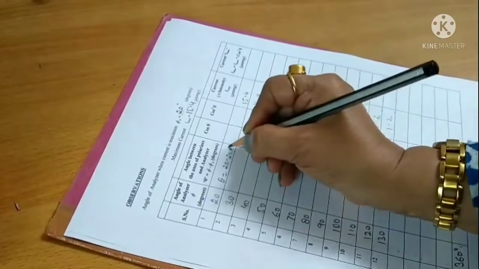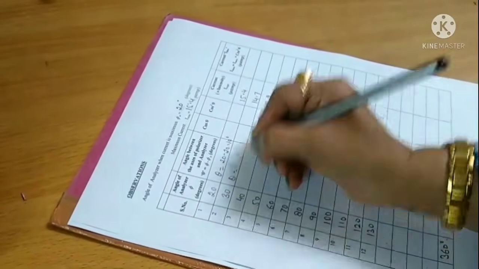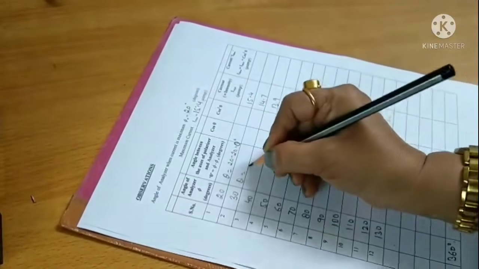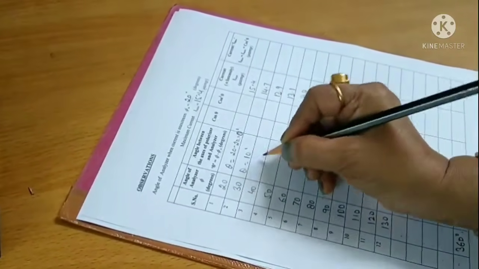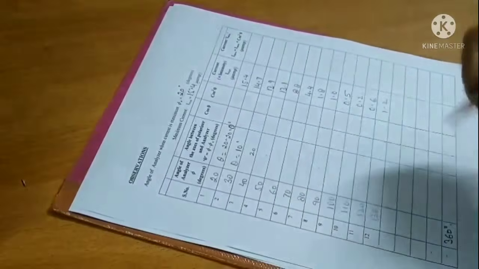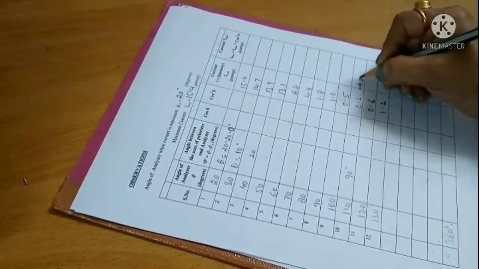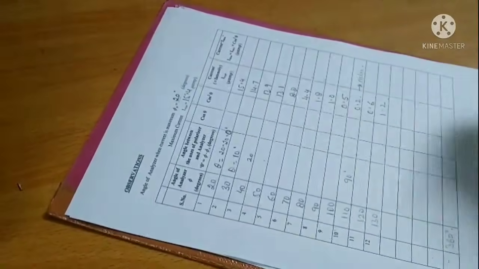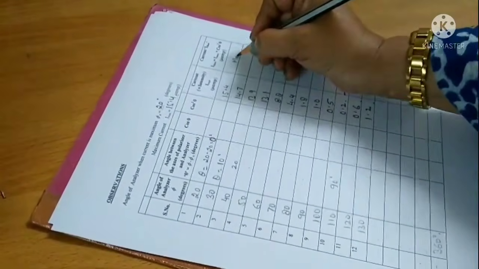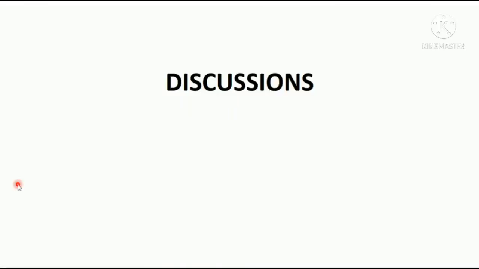In the first column, I have written the observed angle between the analyzer and polarizer, and as we saw, there was some offset between these angles, that we were not getting maximum at 0 corresponding to 0 angle. So that angle should be subtracted from each of the readings to get the actual angle between the analyzer and polarizer. So now let us discuss our results.